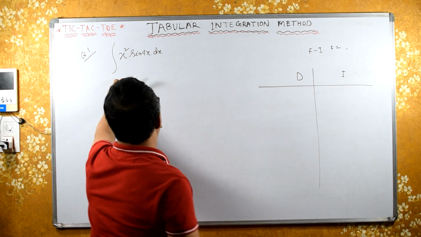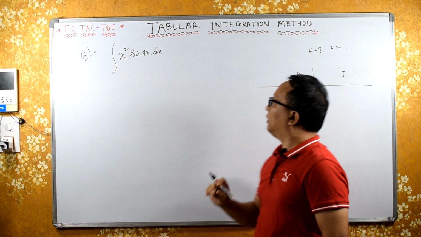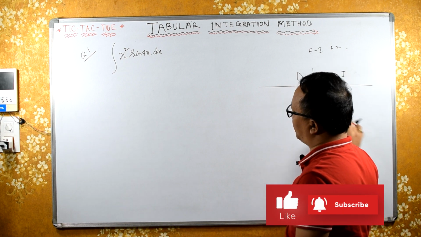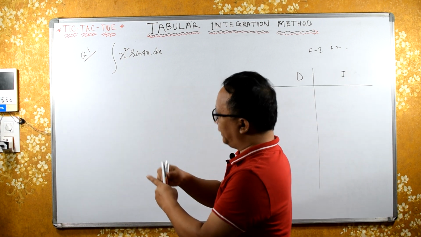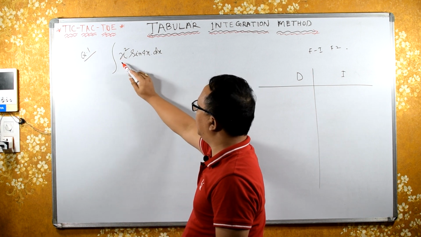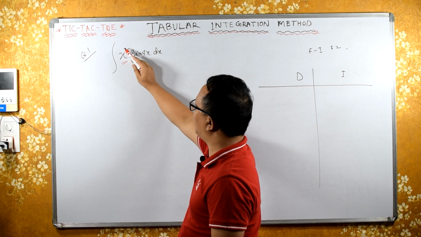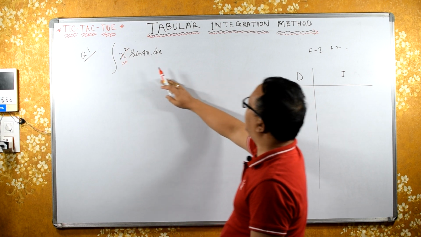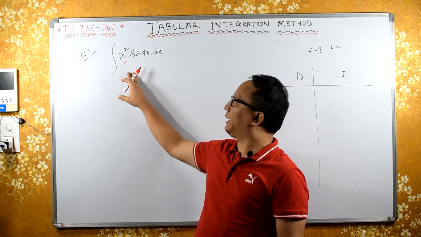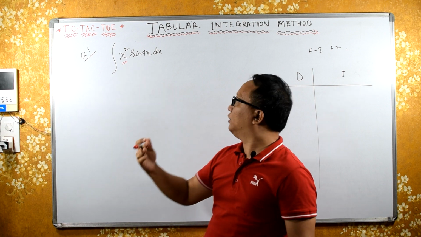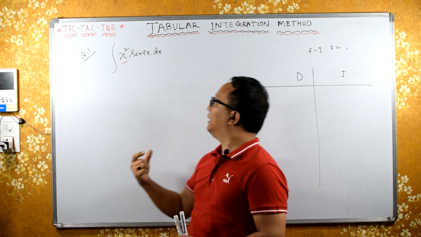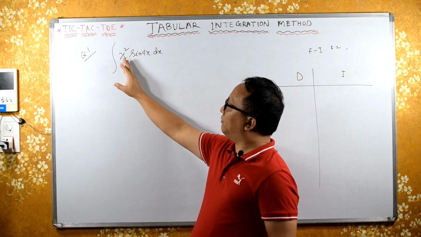Okay, now over here, how to choose the D part terms, how to choose the I part terms. Look here. Now we have the integral of x square into sine 4x. In this, x square is algebraic. If I differentiate x square, it becomes twice x. If I differentiate again, it becomes 2. Again, differentiation of 2, a constant, becomes 0.